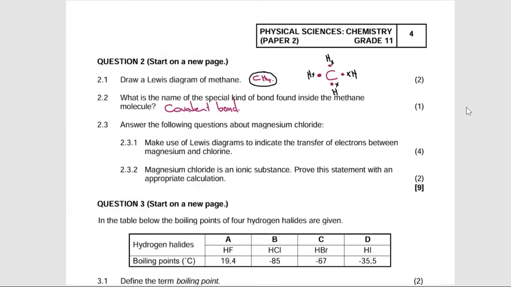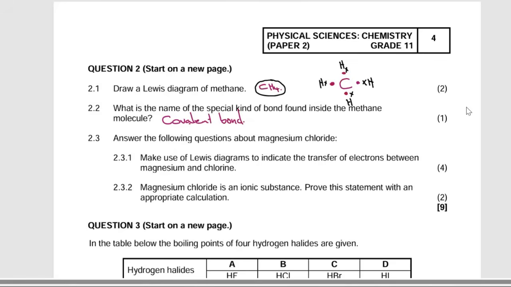Then 2.3 is there. Answer the following questions about magnesium chloride. So this is our MgCl. Then they're saying make use of Lewis diagrams to indicate the transfer of electrons between magnesium and chloride. So there is a transfer of electrons. In terms of our Mg, we know Mg is in group 2. So it means it's going to have how many electrons on the outer shell? 2 electrons. Then if it's to transfer electrons, this is what is going to happen to Mg.